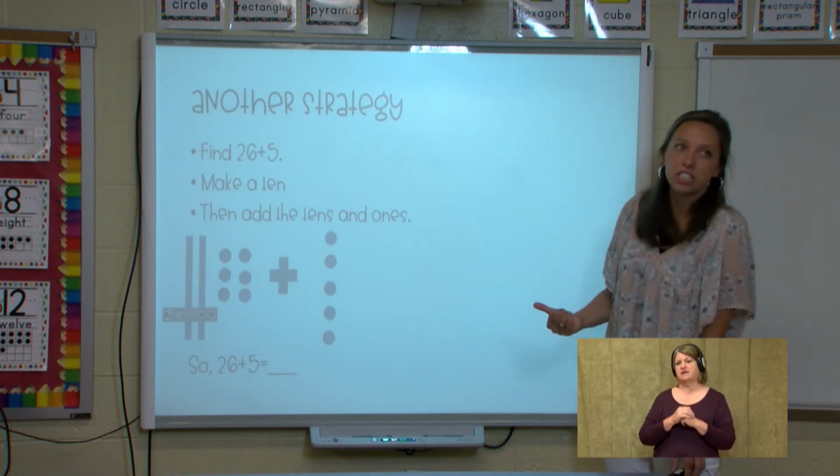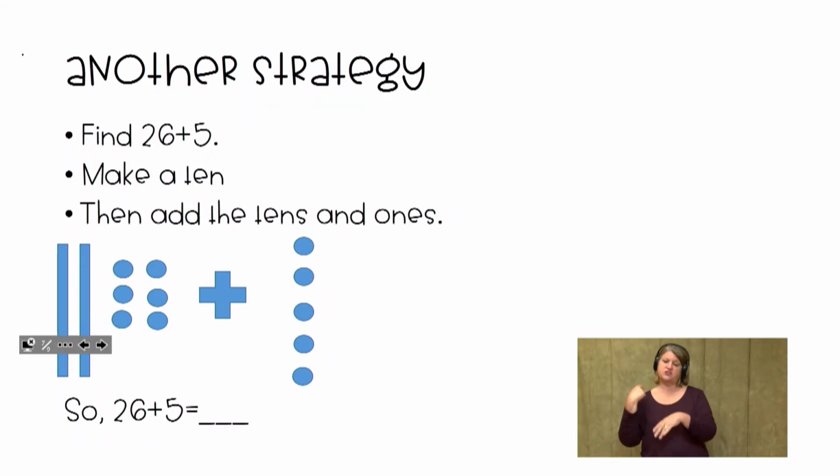This is our other strategy that we worked on as well. Find 26 plus 5. Remember to see if you can make a 10 with your group with your ones, and then add the tens and ones together. Find 26 plus 5. I already did the illustration for you. Now you can fill it in into the equation.